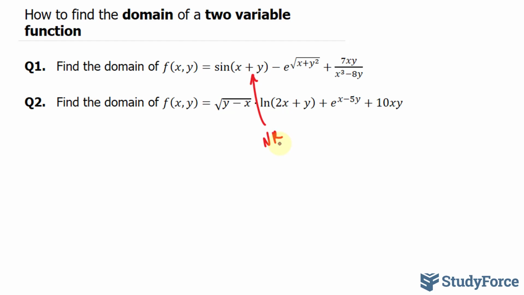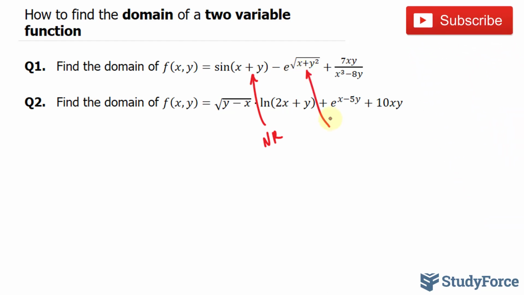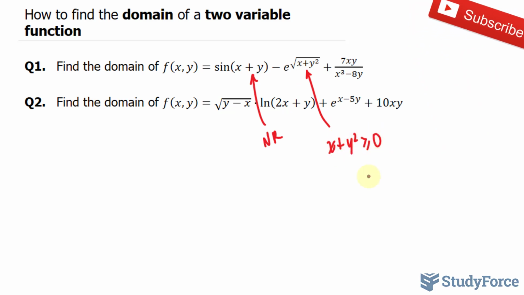We have minus e to the power of the square root of x plus y squared. Now we know that with square roots you can't have negative numbers representing the radicand, this part. So x plus y squared needs to be greater or equal to 0. I'll write that down. x plus y squared must be greater or equal to 0.